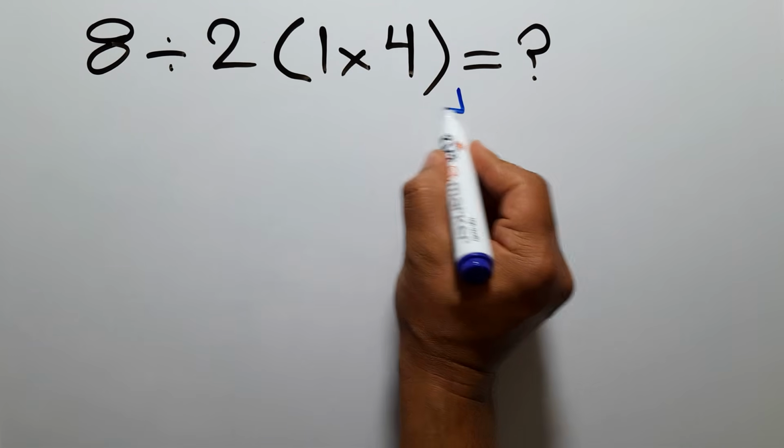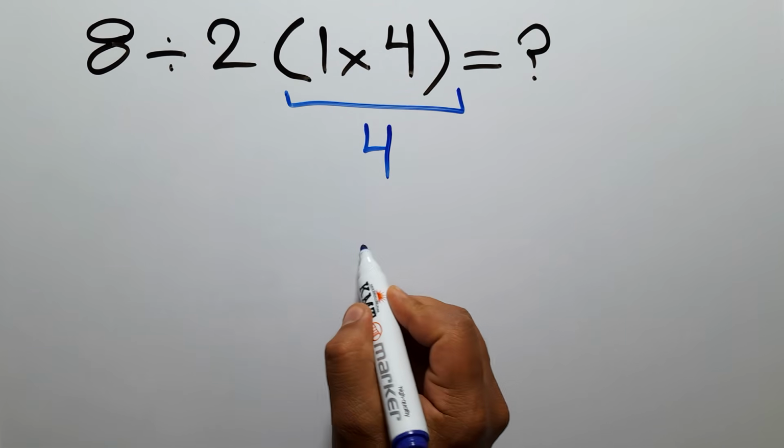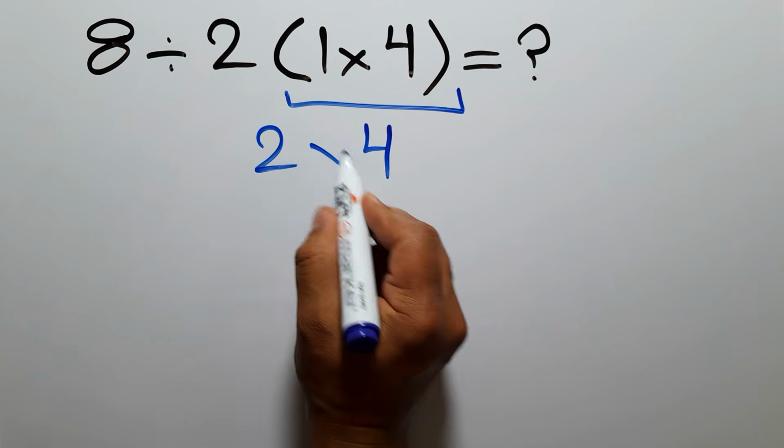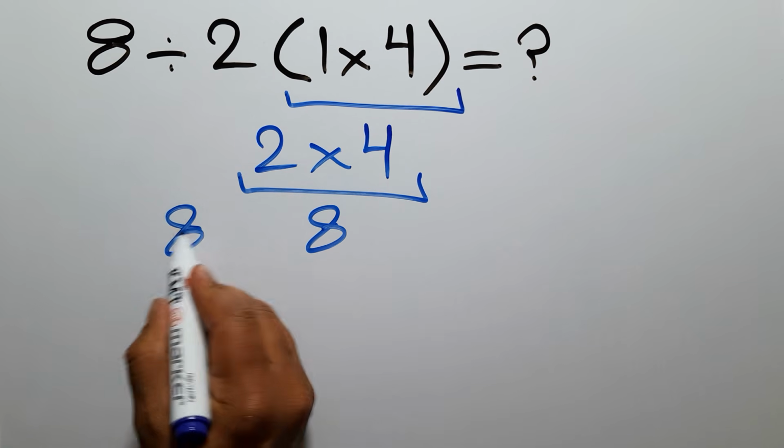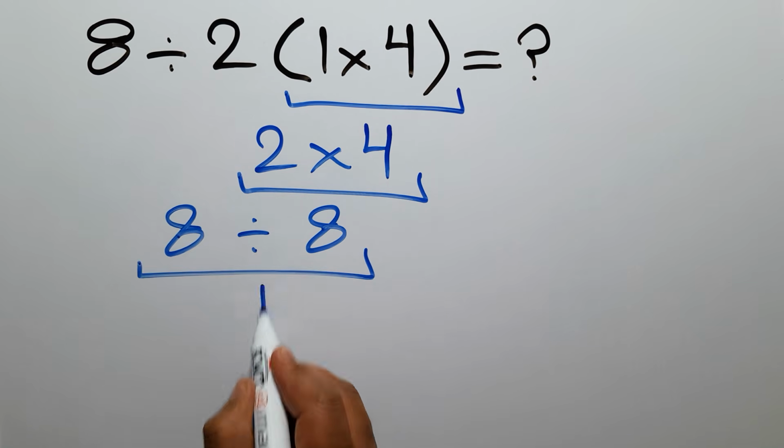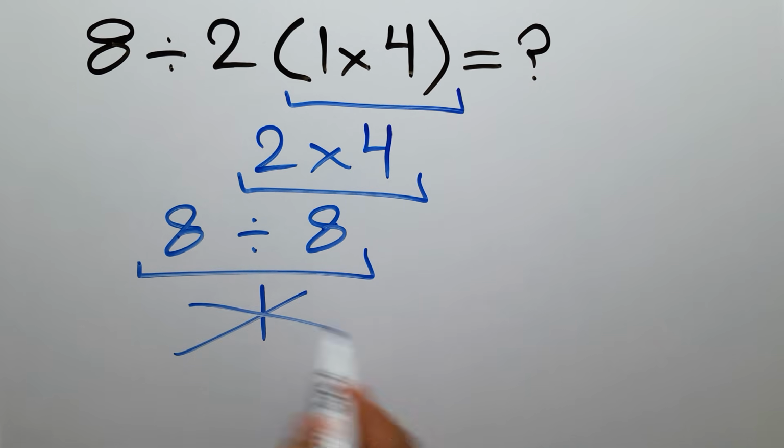1 times 4 gives us 4. And 2 times 4 equals 8. So we have 8 divided by 8, which equals 1. But this answer is not correct.